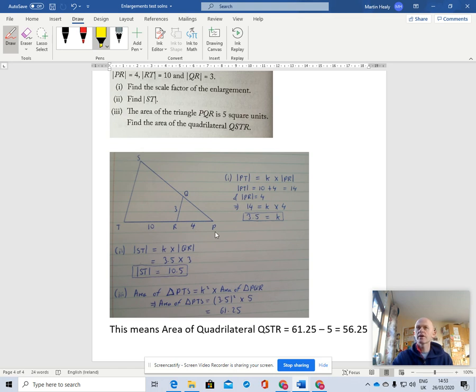And then it goes on to ask you the length of ST. Well, you multiply your 3 by 3.5 because the scale factor turns out to be 3.5. And again, the area. If the area of the original is 5, then the area of the image, that's the triangle PST, is going to be K squared times that. And then I think at the very end it asks you to find the area of the quadrilateral. So that's going to be the area of the big triangle minus the area of the small triangle.